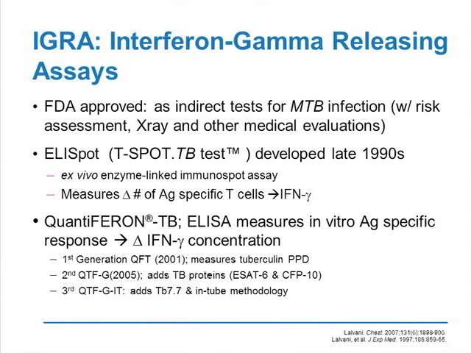The QuantiFERON assay, the more recent version called the QuantiFERON Gold In-Tube assay, also measures responsiveness to TB antigens, but in this case it measures just via ELISA, looking at the supernatants taken from cells in culture. There are several generations of QuantiFERON, initially approved in 2001. The second generation added ESAT6 and CFP10 as other TB-specific proteins, and then the third generation added TB7.7. All of these are antigens that are specific to MTB and are not found in the BCG substrains.